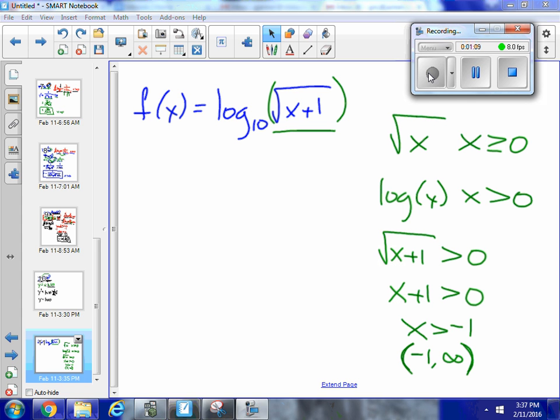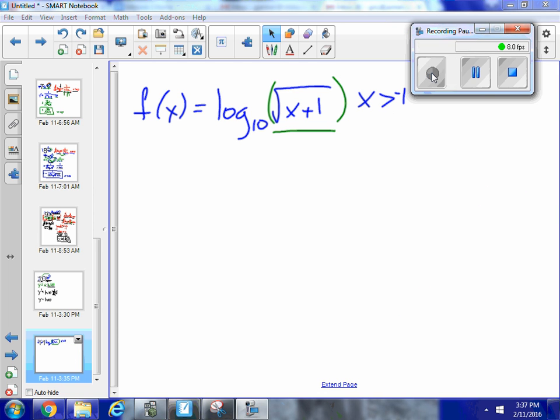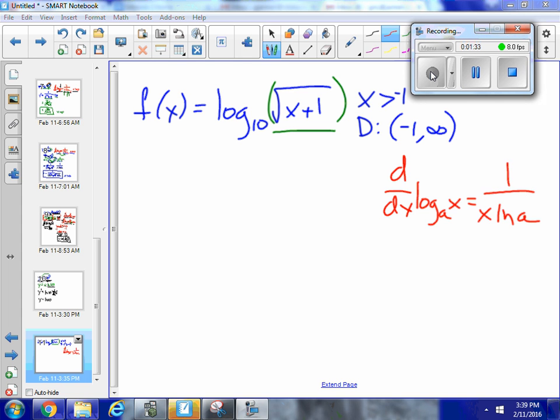So this is the domain of my function, and I think I'll just write it here, x greater than negative 1. Or really, as I prefer it, I put D for domain, and I use the interval notation. Much prefer interval notation. So now I need to find the derivative. So I'm going to use this derivative rule that I just wrote there. And I'm going to end up using the chain rule too.